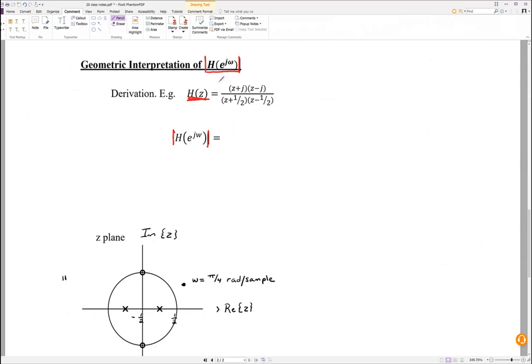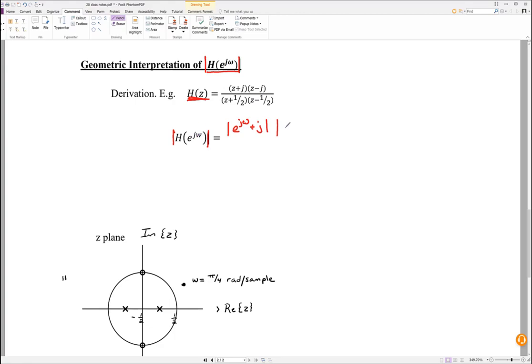We want to know, what is this transfer function doing at different frequencies? We'll take the magnitude of it to see if it amplifies or reduces those frequencies. So it's the magnitude of H of e to the j omega. What we're doing here is finding the transfer function at e to the j omega by just substituting e to the j omega into z.